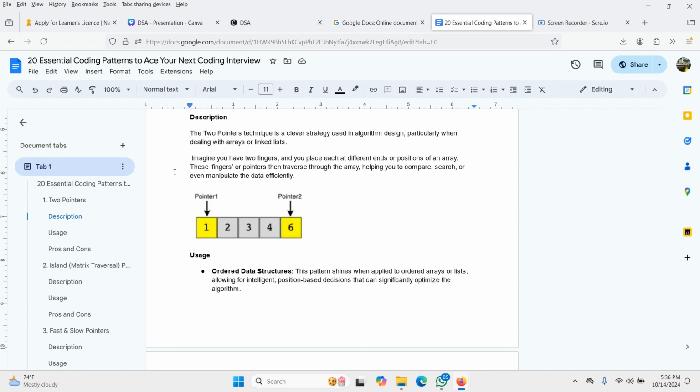So the usage is, this is used in the ordered data structure. This pattern is applied to the ordered array. What do you mean by the ordered array? That means your array will be sorted.